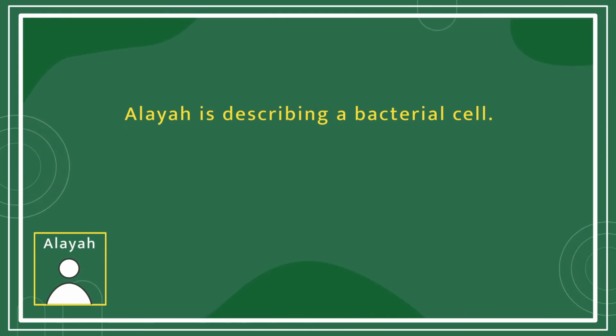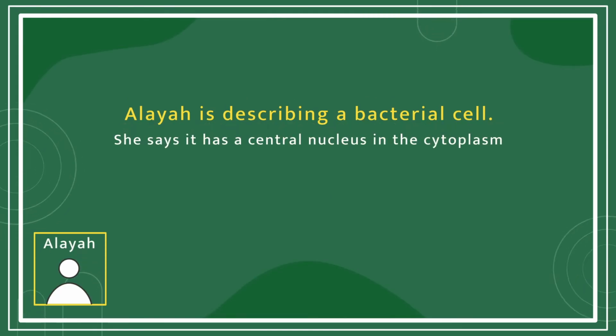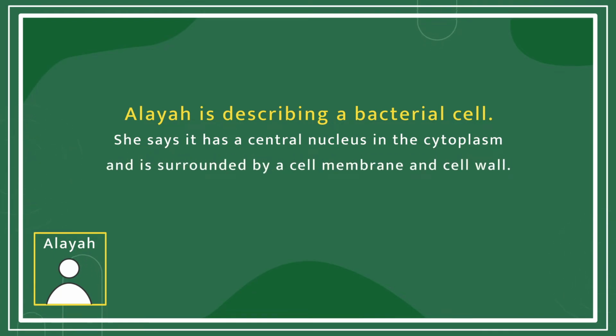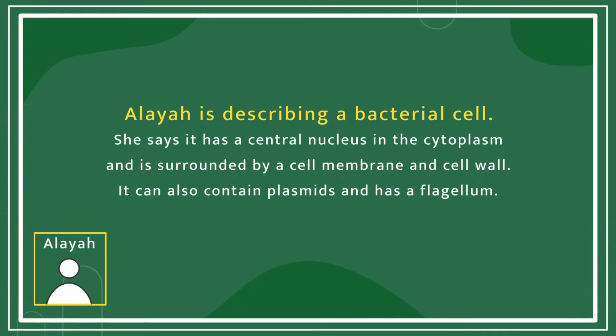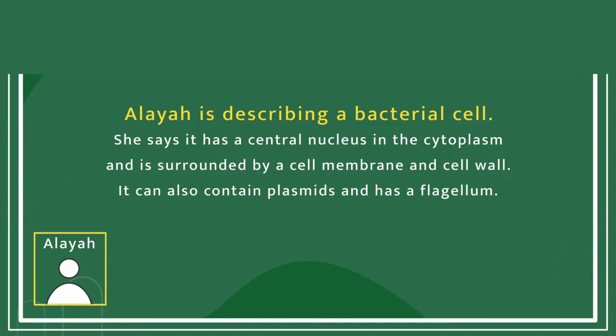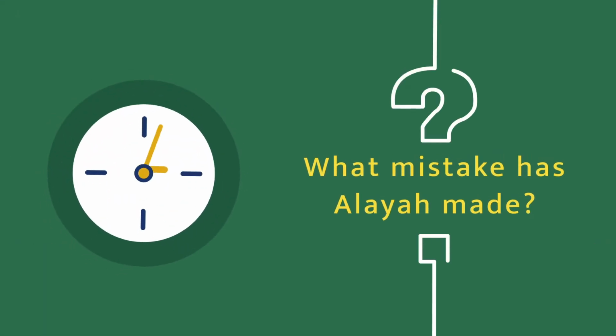We've looked at an animal cell. Now let's look at a different type. Alayah is describing a bacterial cell. She says it has a central nucleus in the cytoplasm and is surrounded by a cell membrane and a cell wall. It also contains plasmids and a flagellum. What mistake has Alayah made in her description?